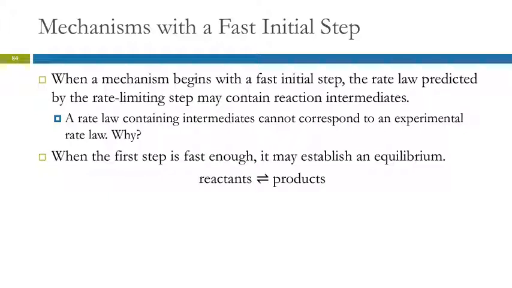So we're going to look at a couple of different possibilities with these mechanisms. If you have a mechanism where the first step is the fast one, a fast initial step, then the rate law that's predicted by the rate limiting step, which is going to be the second or third or whatever, may contain reaction intermediates. The second reaction might depend on the concentration of an intermediate. But if we come up with a rate law for that, it can't correspond to an experimental rate law. Any ideas why?